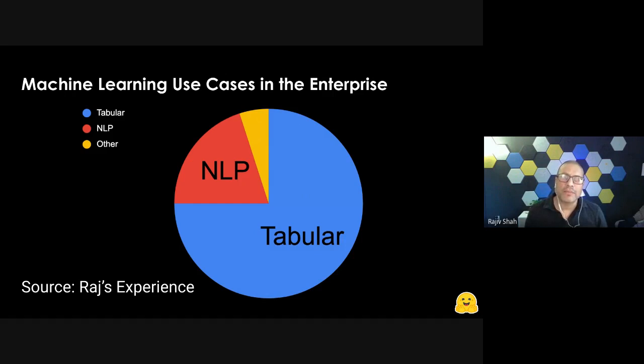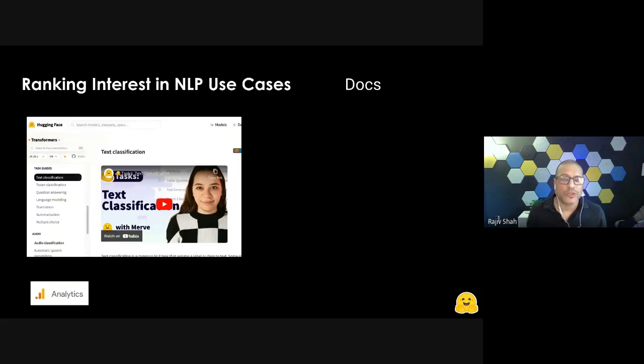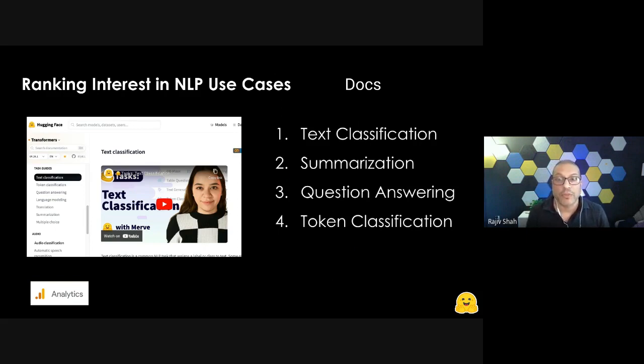But if we start to think about how these language models are going to affect these use cases, the obvious one is how it's going to affect the existing NLP use cases, because language models can do these NLP tasks. As soon as we start digging in there, one of the things I wanted to do was figure out what exactly the NLP use cases are inside an enterprise. Hugging Face, of course, has lots of documentation on how to solve NLP problems. So I did a little Google Analytics and took a look at those results and found that most of the people were coming to learn about text classification, some summarization, question answering. These were the top use cases.